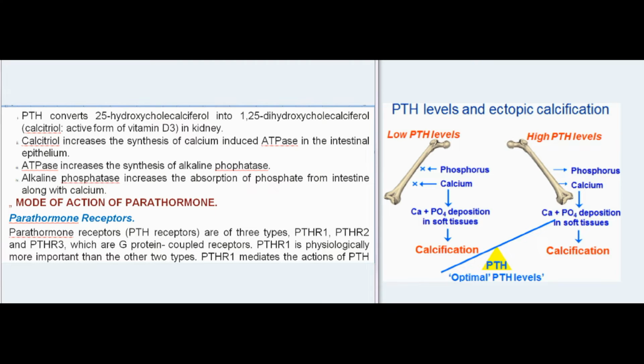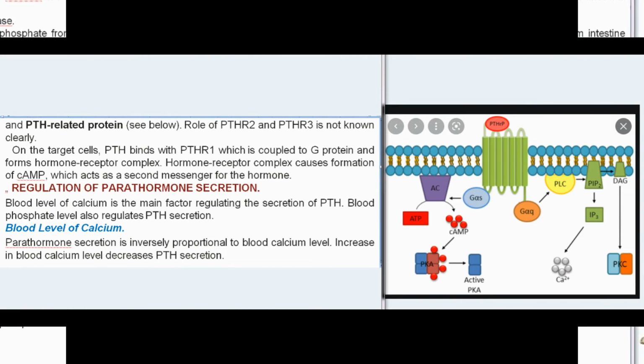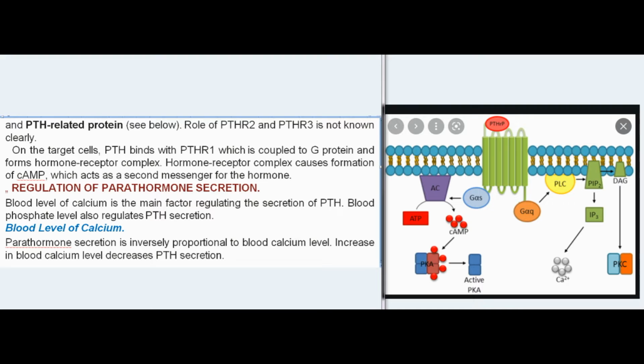Mode of action of parathormone. Parathormone receptors. Parathormone receptors, PTH receptors, are of three types, PTHR1, PTHR2 and PTHR3, which are G-protein coupled receptors. PTHR1 is physiologically more important than the other two types. PTHR1 mediates the actions of PTH and PTH-related protein, see below. Role of PTHR2 and PTHR3 is not known clearly.